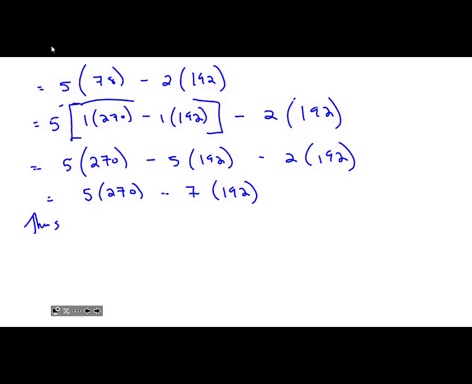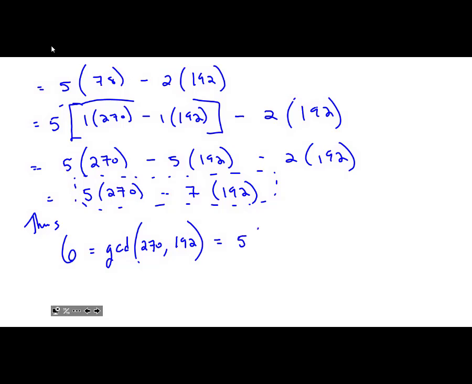Thus, 6 equals the GCD of 270 and 192, which I can write as this linear combination. I can write it as 5 times 270 subtract 7 times 192, where this 5 is my S, and this -7 is my T.